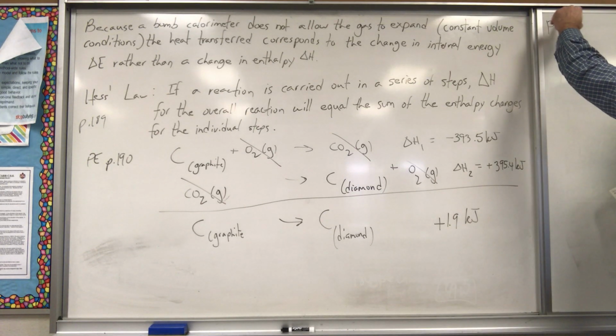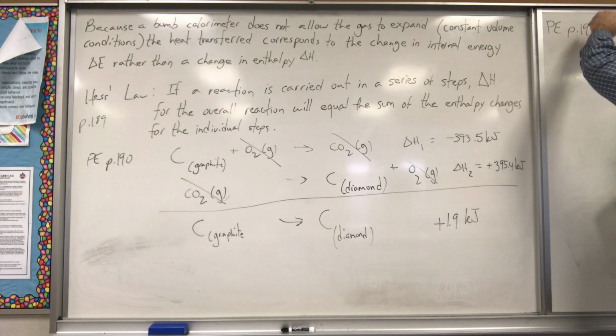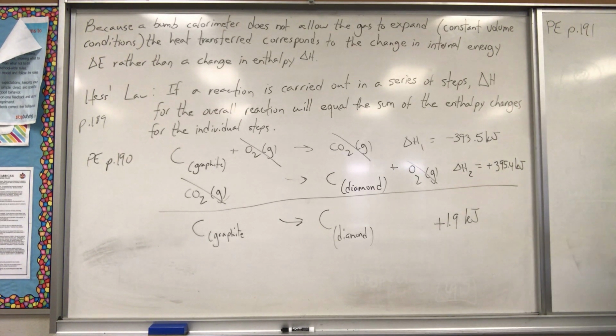Practice example, page 191. In this example, it gives you 3 reactions, and it asks you to calculate the delta H for a 4th reaction. So that looks challenging, but it's really not as bad as you might think. I'll show you the answer.